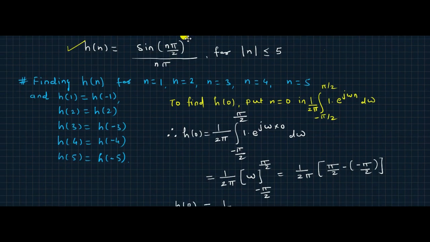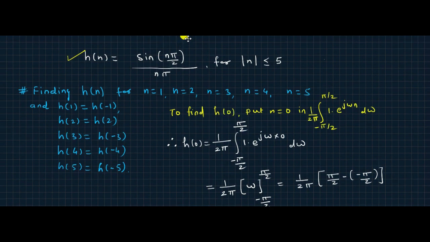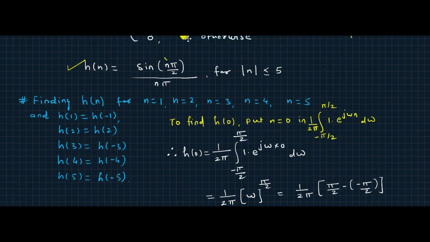But we have to find what will happen if I substitute n equal to 0 here. So n equal to 0, and something over 0 is infinity. If I substitute n equal to 0, this h of n will be equal to infinity. So this is not a valid value.